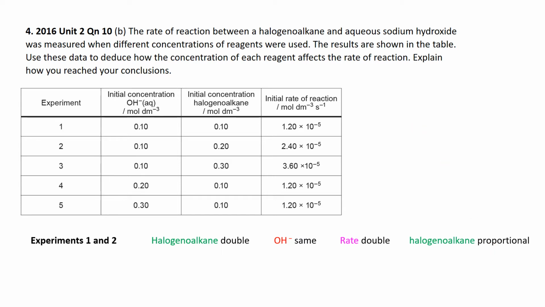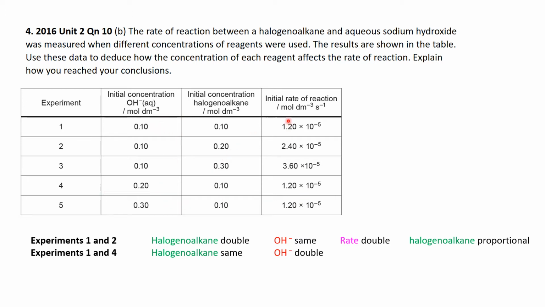Now we've got to think about the OH minuses, so let's delve a little deeper. We now want to find something in which this value is the same and this value is different. And experiments 1 and 4 would seem to meet the bill there. As we go from experiment 1 to 4, the halogenoalkane is the same. The OH, however, doubles from 0.1 to 0.2.